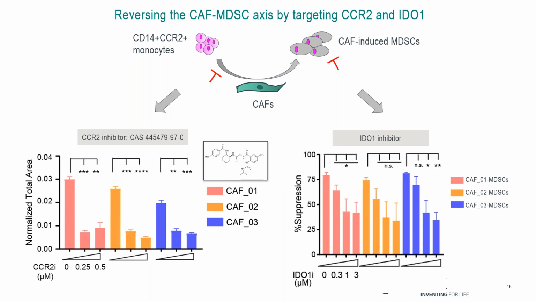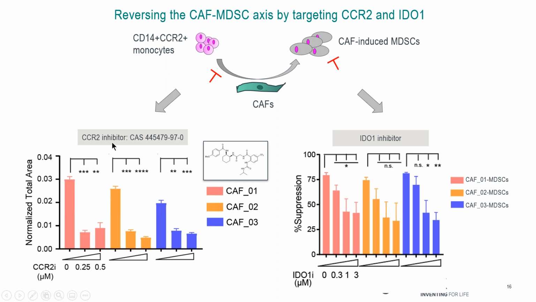So we can clearly see from our previous results that CAF can promote chemotactic migration of monocytes and alter monocyte differentiation into myeloid-derived suppressor cells through chemokines and cytokines. We decided to use two ways to intervene in this malicious interaction. So the first one is we can block the recruitment process.